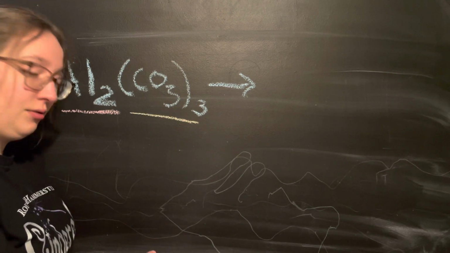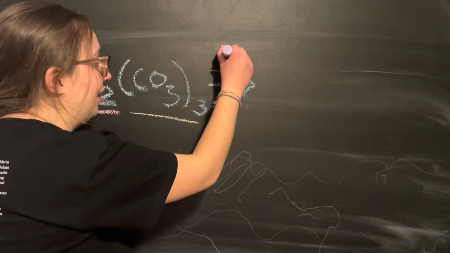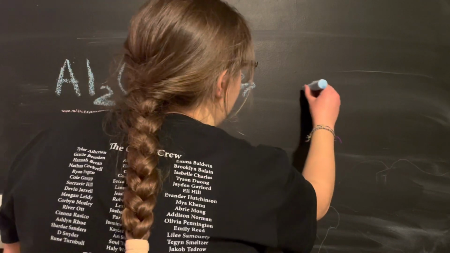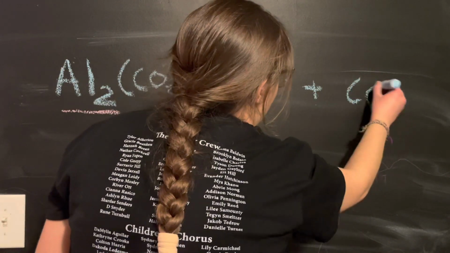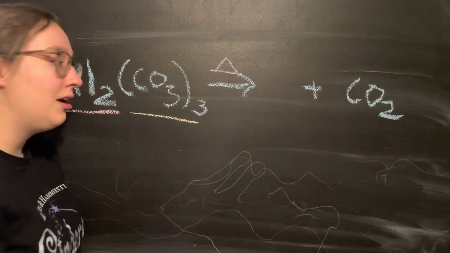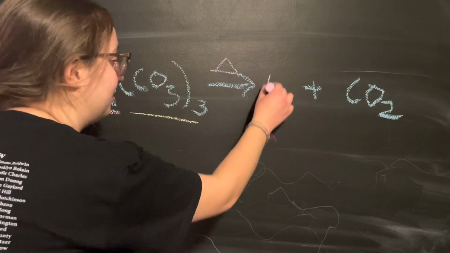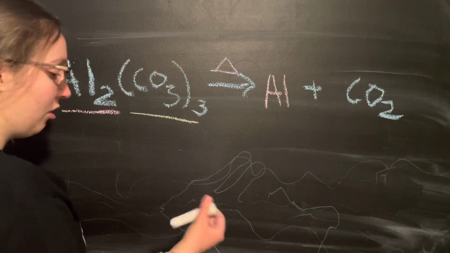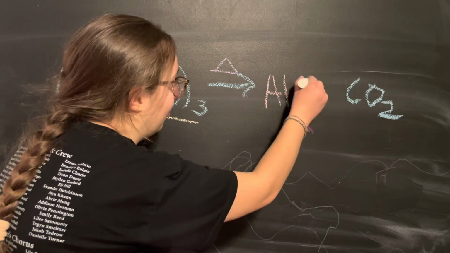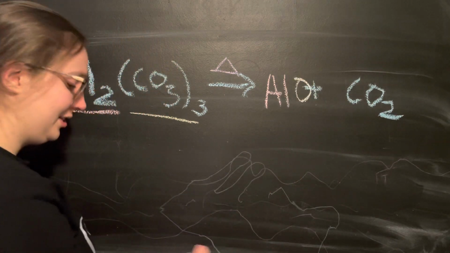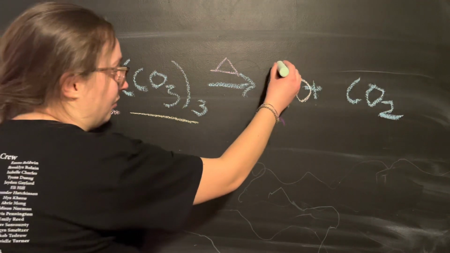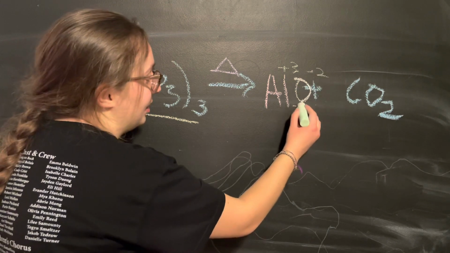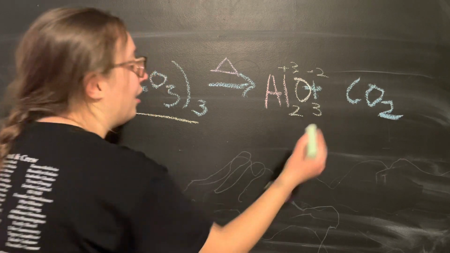And so what do we do? We apply heat and we break it down into our metal oxide plus CO2. Well, what is our metal oxide? Well, obviously it'll start with aluminum, so we'll have our Al, and then we'll have our O. But now we have to look at our charges. Aluminum has a charge of +3. Oxygen has a charge of -2. So there's going to be 2 aluminums, 3 oxygens.